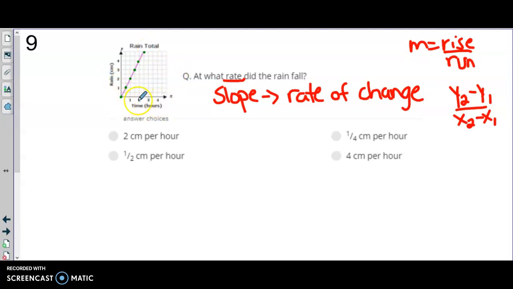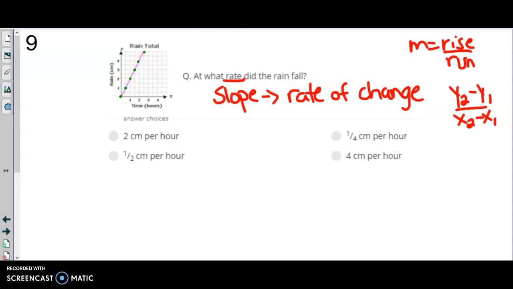Not all of these things on the x-axis are labeled. So like this one right here, if it goes from 0 to 1 and it skips a space, that means it's a half hour. This is 1.5 hours, and so on. So when I do my rise over run, I could say that I rise up 1 centimeter of rain per half an hour.